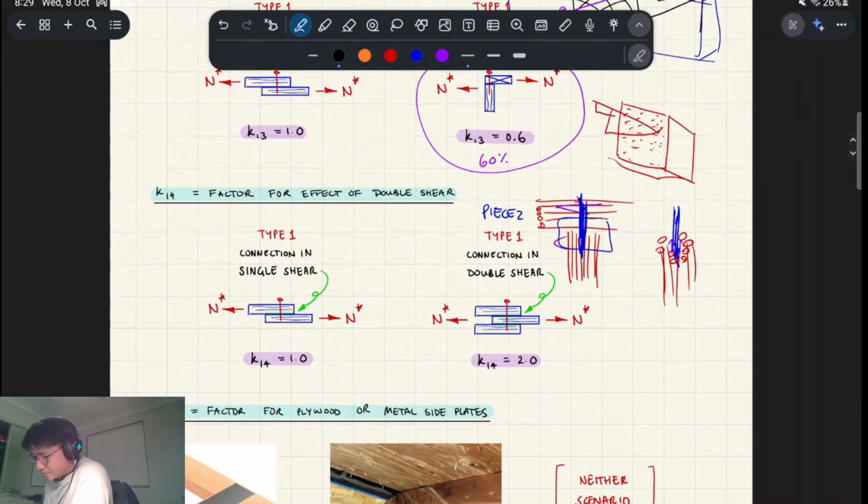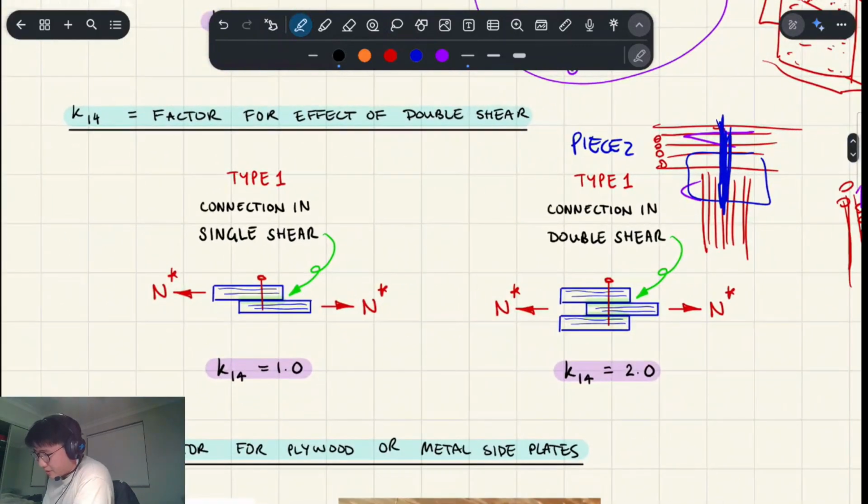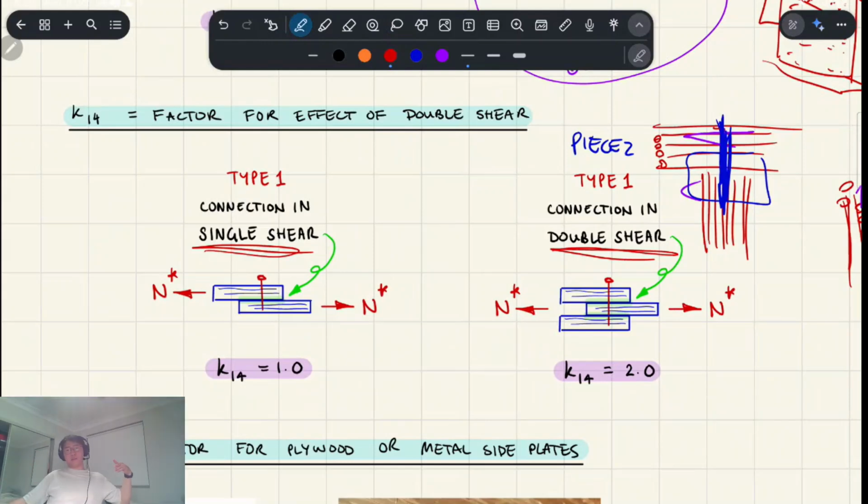K14 factor for the effect of double shear. So what single and double shear is, think of a layer of shearing as the interface between two members, right? So that's pretty much it. If you have one interface like that, or if you have two, that's single or double shear respectively, and basically your capacity scales linearly with the amount of interfacing layers you have, right? So if you have two, then you double your capacity basically. That's what that's saying.